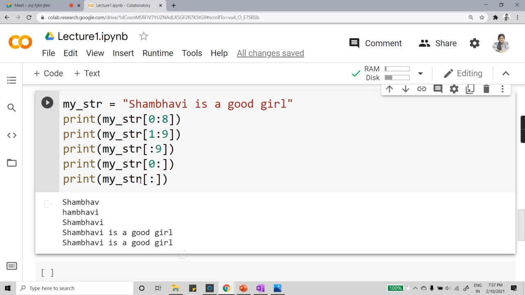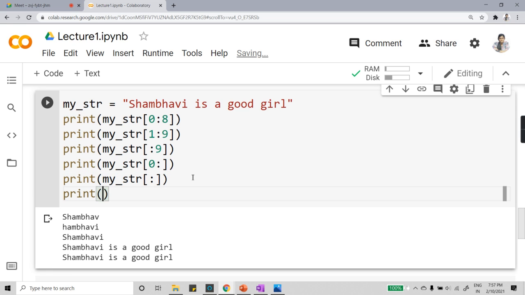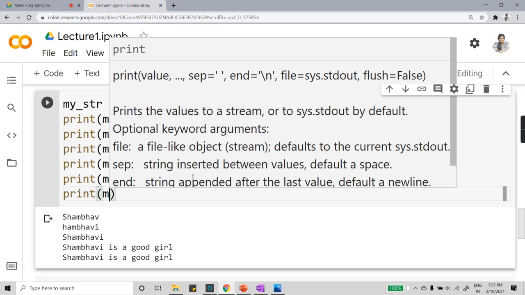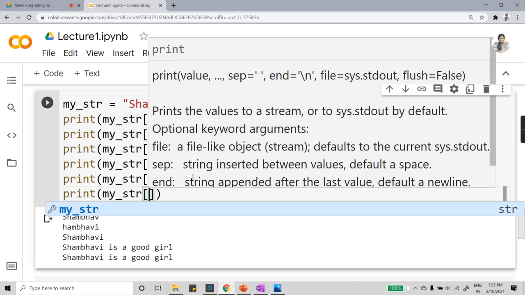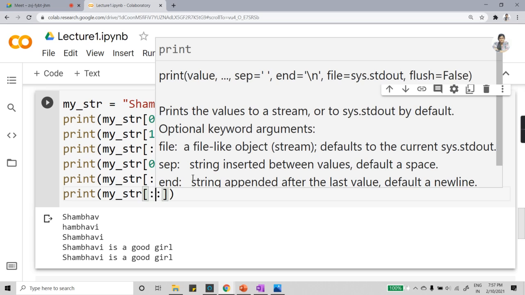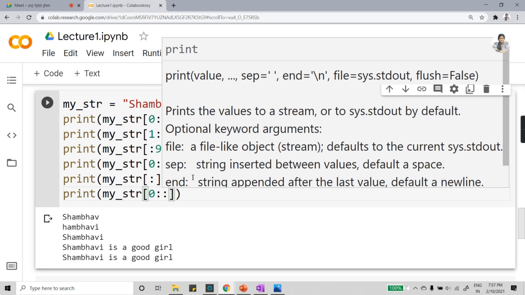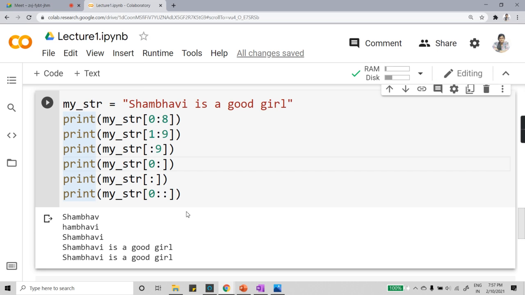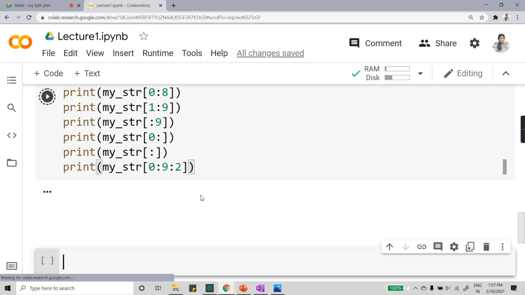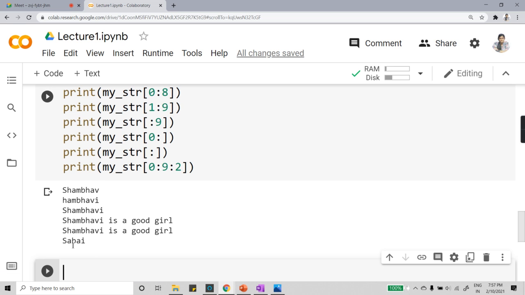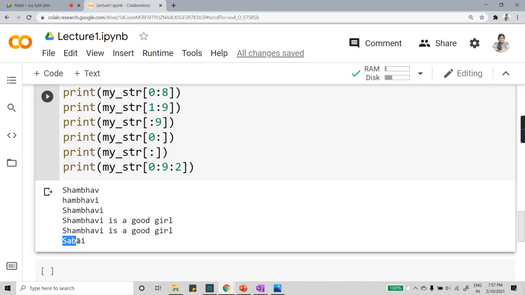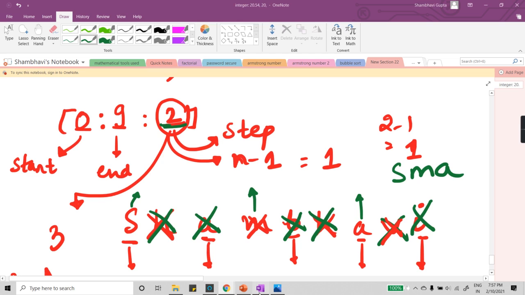Now let's go to Google Colab and have a proper look at this. Let's say I write print my_str in brackets. Let's say I put 0 here, because I have already explained 0 to 9 on one note. Let me show you that. And here let's mention 2. Now when I run this, see what output I get. I get SABAI.